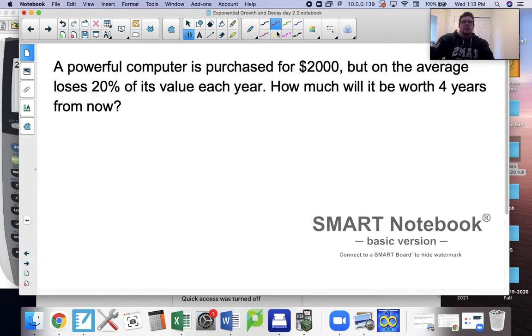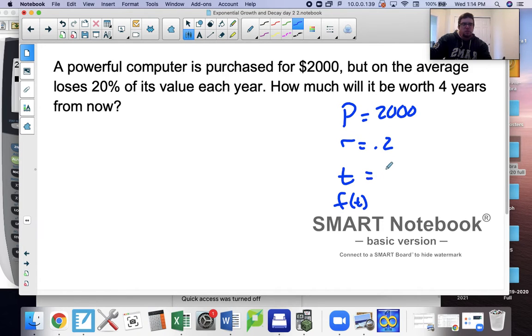Maybe we have a decay model. So we have a powerful computer purchased for $2,000. Maybe it's a MacBook. But on average, it loses 20% of its value each year. How much will it be worth in 4 years from now? So again, if I have P, R, T, and f of t, we know the initial amount, 2,000. We know the rate, 0.2. We know the time.